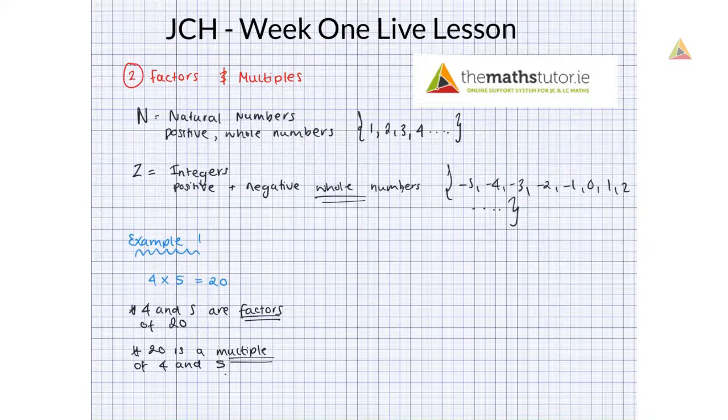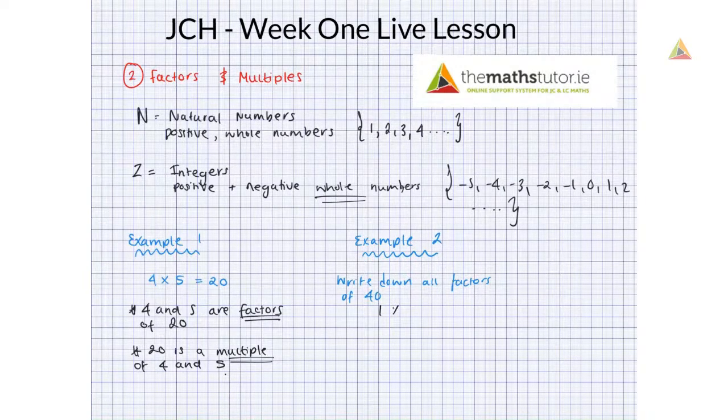I want to give another example now, so example 2. And if the question said, write down all the factors of 40. So what they're asking you to do there is to write down everything that divides into 40. Okay? So in order to do that, we would need to write down what multiplies to give you 40.